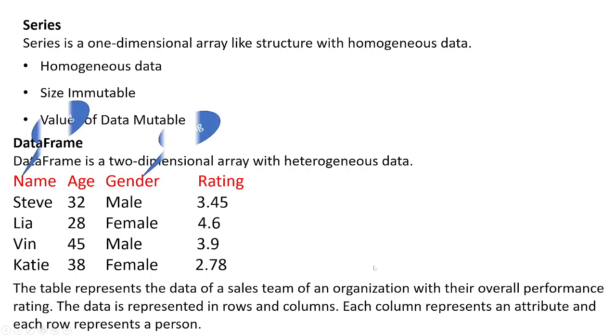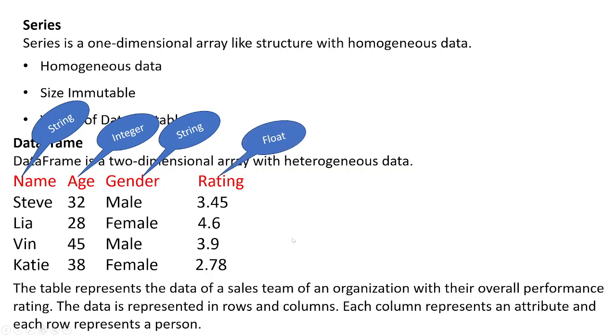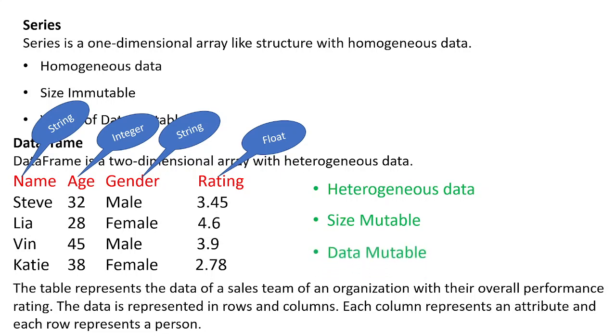So we see here the first column consists of data which is a string, and also the third column is a string. Whereas the second column consists of age which are integers, and the fourth column is rating which is a float. So the data frame consists of heterogeneous data, and the size is mutable, and the data can also be varied, so it is data mutable.